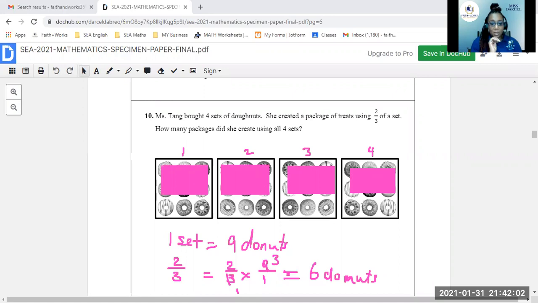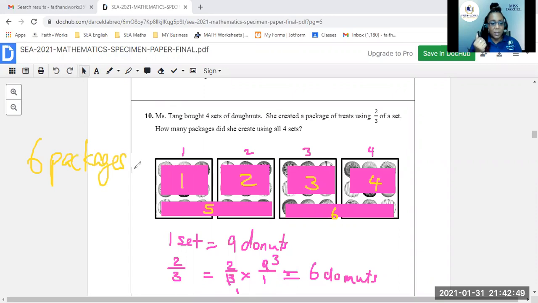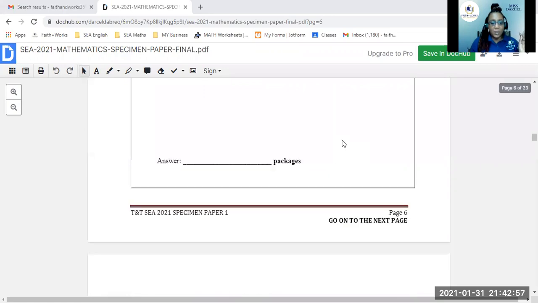All right, but we have a remainder in each box. So we're gonna take some of each, one set from each set, all right? And we're not gonna throw out our extra 3 donuts, right? We're gonna use them and create another set. So we have 3 from here, 3 from here. Then we have 3 from this one and 3 from this one. Voila. So let's count how many we have. 1, 2, 3, 4, 5, 6. We have 6 packages. Yippee! Got that. Excellent work. All right, let's go to the next one.